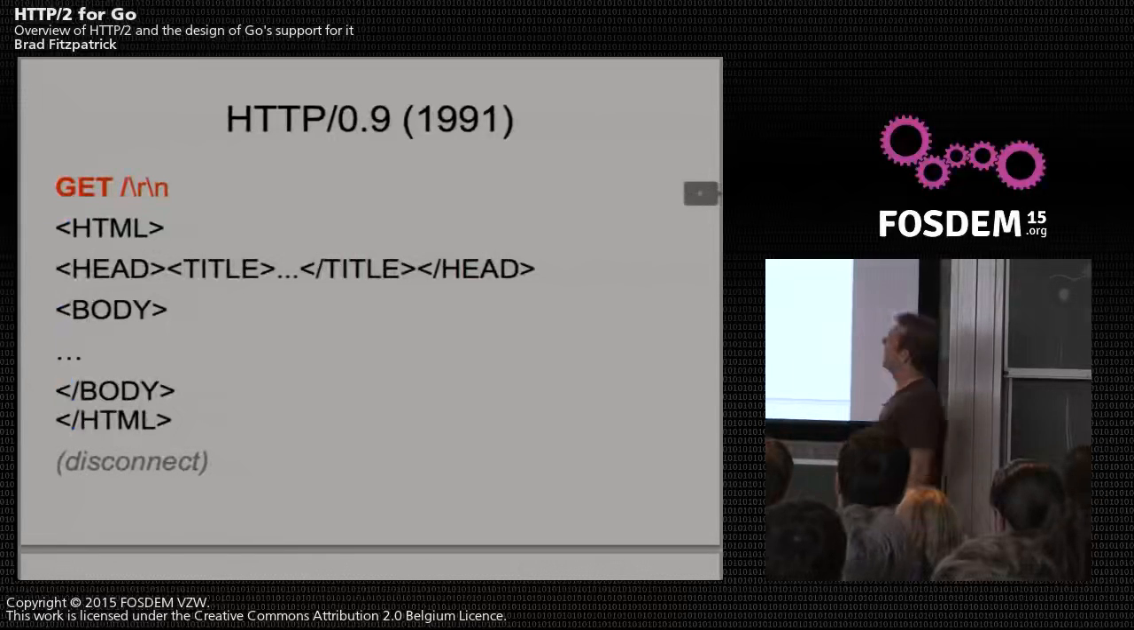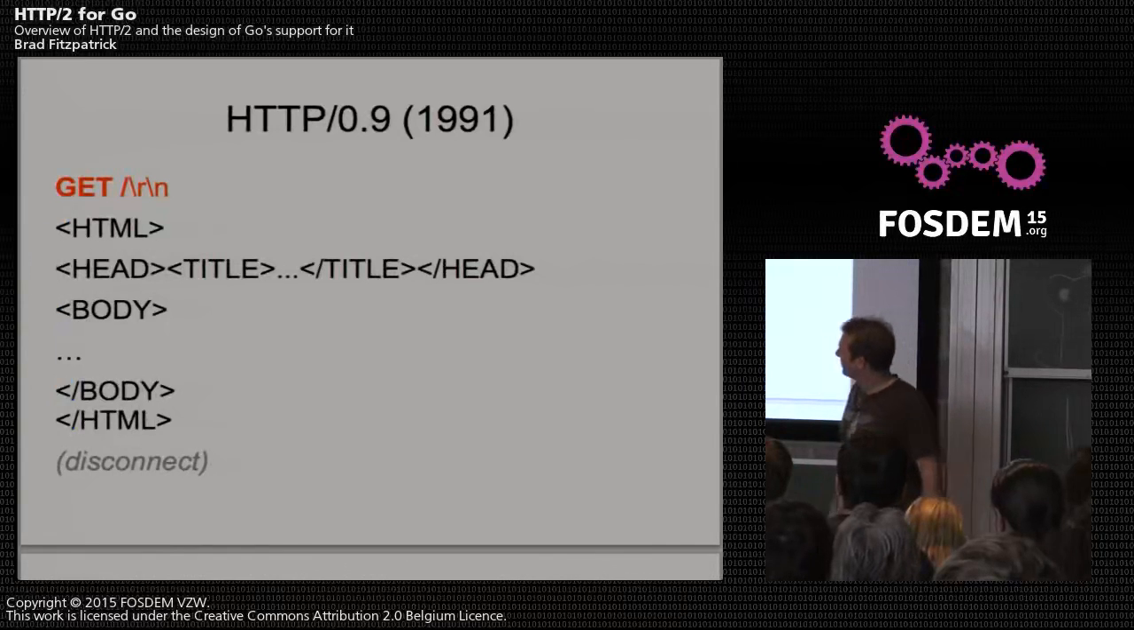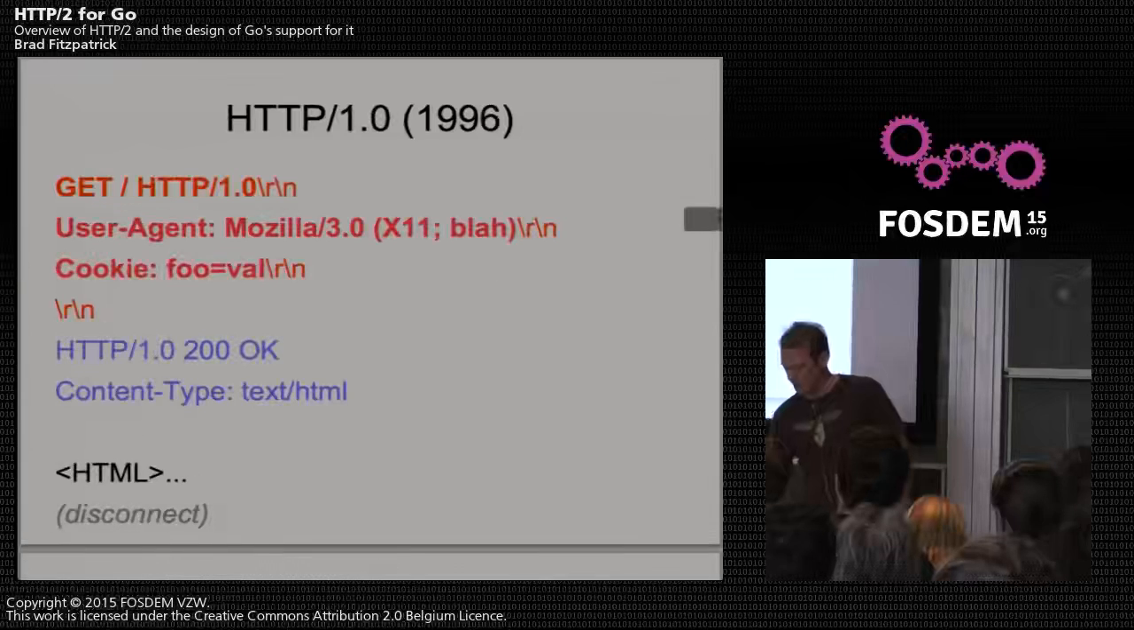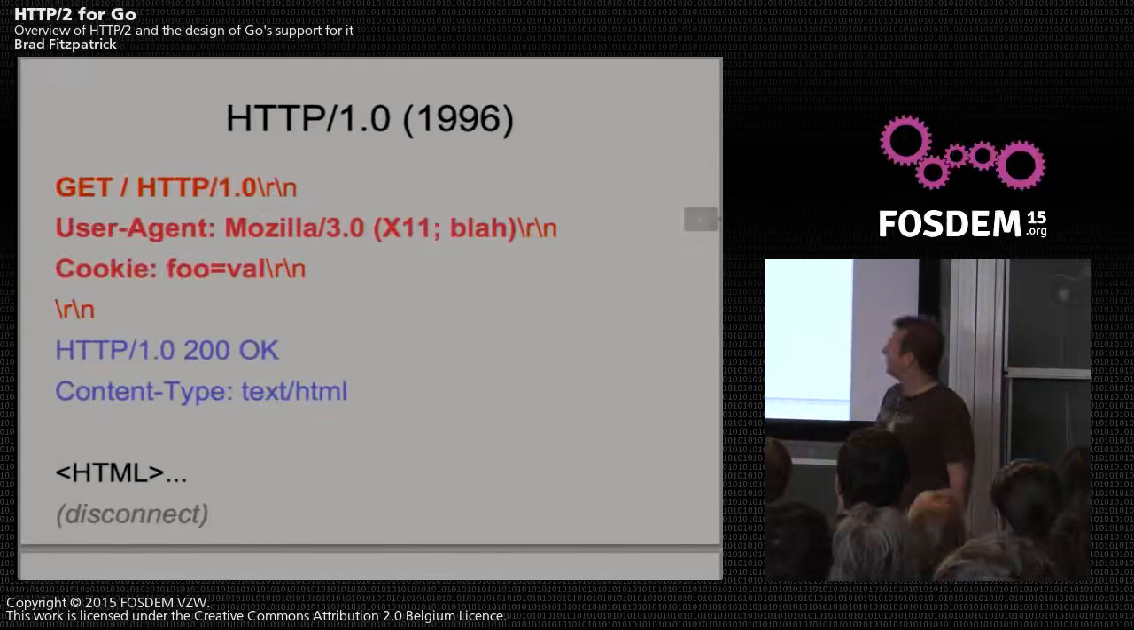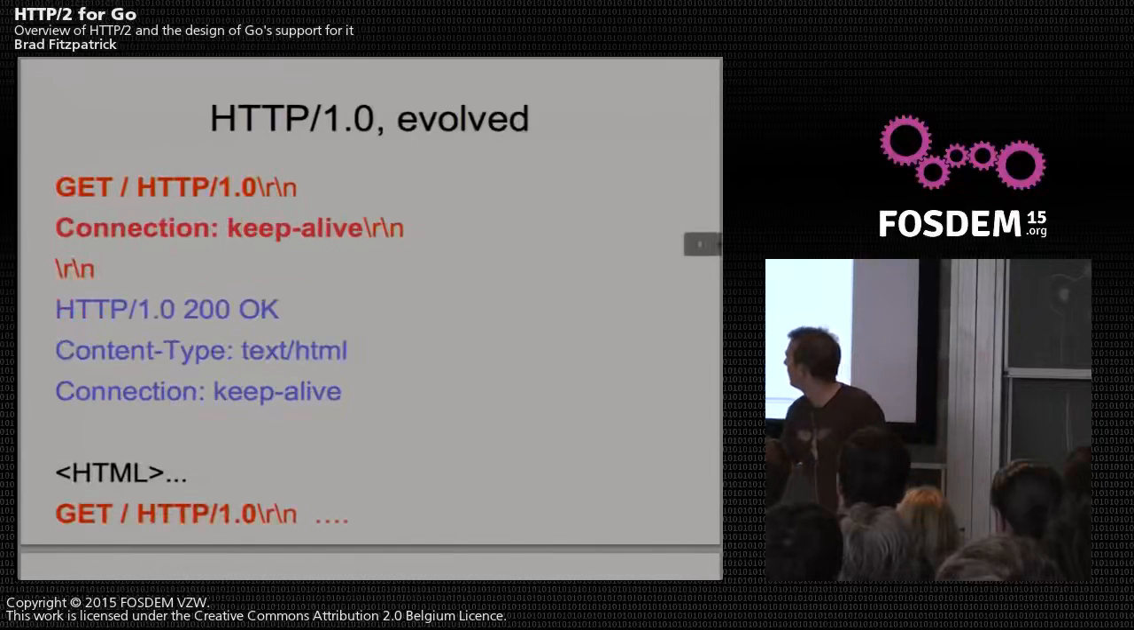Then HTTP 0.9, you basically just sent one line. There were no content types really. Everything was, I guess, HTML. 1.0 started adding some headers. You could send some key value pairs on your request and get some key value pairs in your response. You have different content types. It evolved kind of slowly.